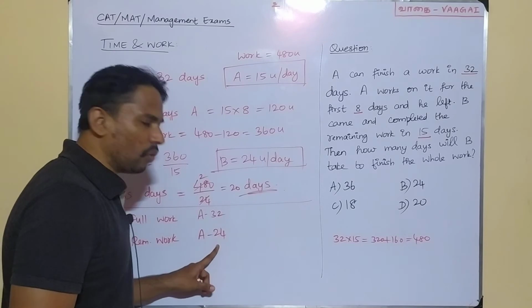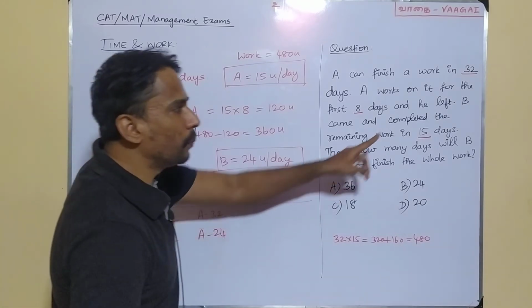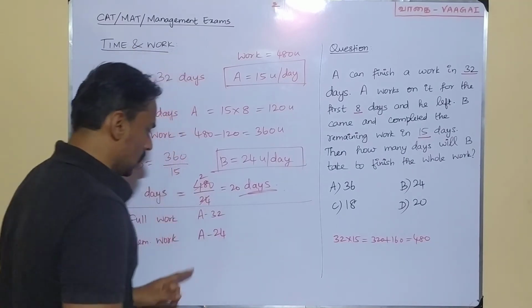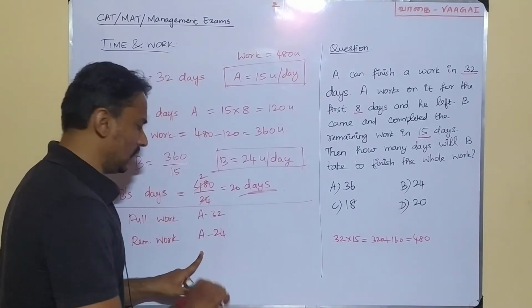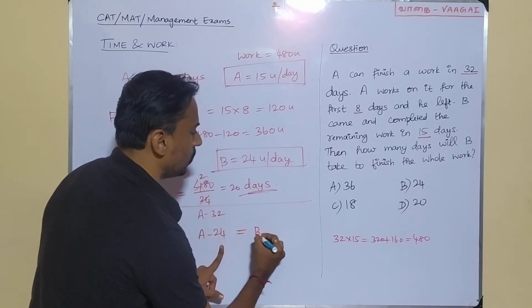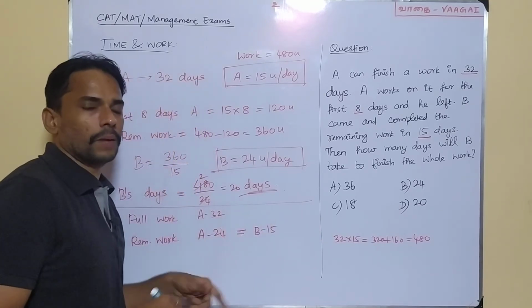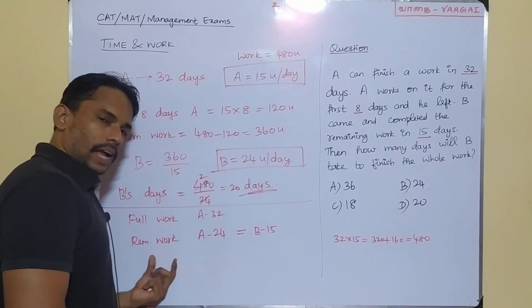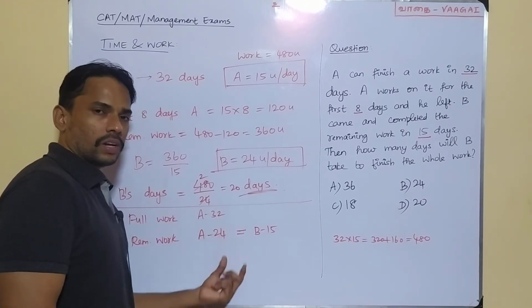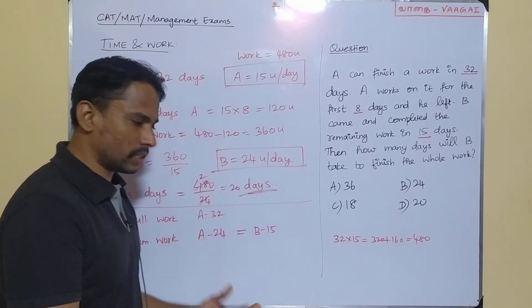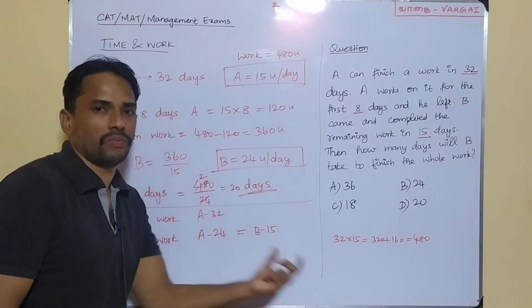Now A's 24 days work is what B comes and completes in 15 days. This is what is given in the question. So I can now understand A's 24 days work is the same as B's 15 days work. Let me repeat it. A's 24 days work, because A can complete the remaining work in 24 days, is what B does in just 15 days.